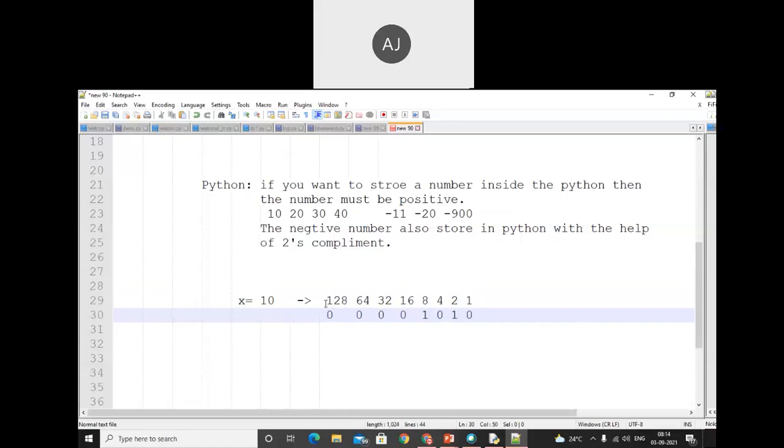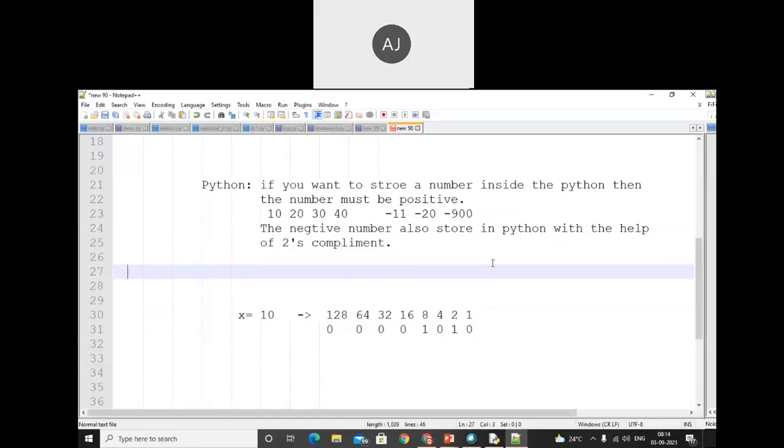Here we need to apply the ones complement. Ones complement is nothing but the given number's bits will be changed to the opposite state. Okay, so here I will write the ones complement rule.